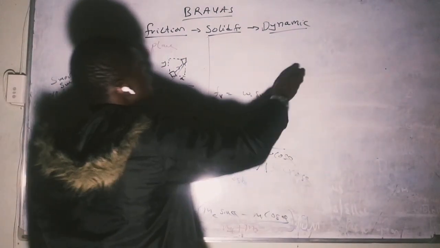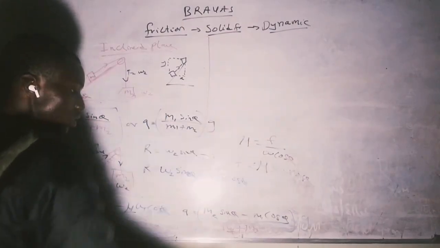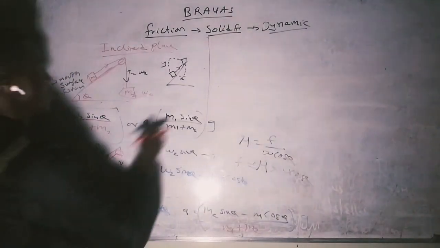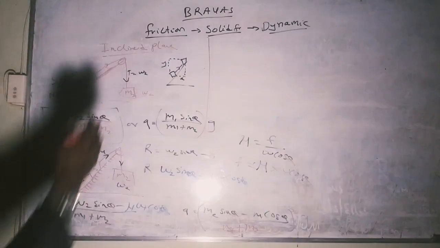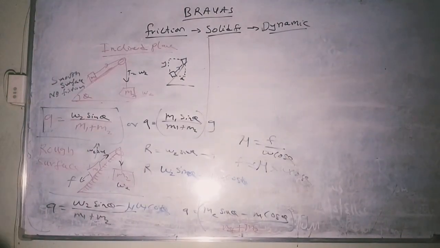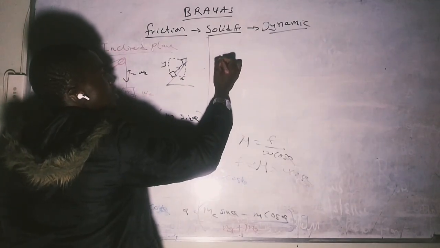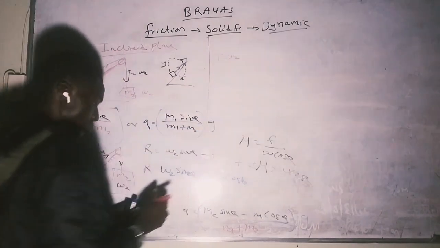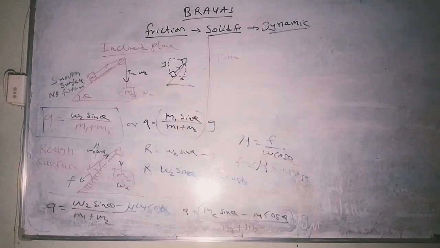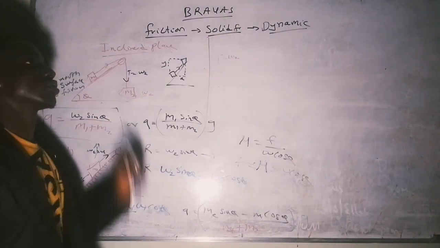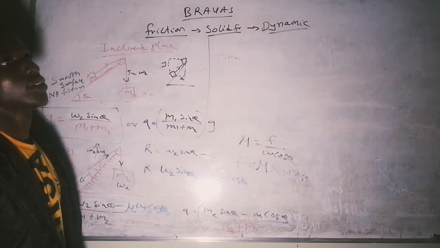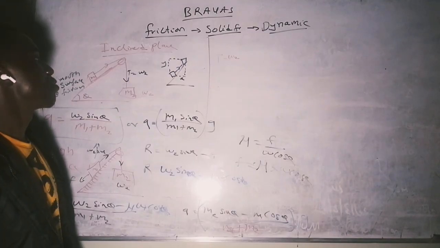Maybe we have the smooth surface, and this one will be for the rough surface. Now for the smooth surface, what will be the tension on the rope? Our tension on the rope is T, which is the same thing as W2. What is our friction? We do not have friction. So what will be the tension on the rope?